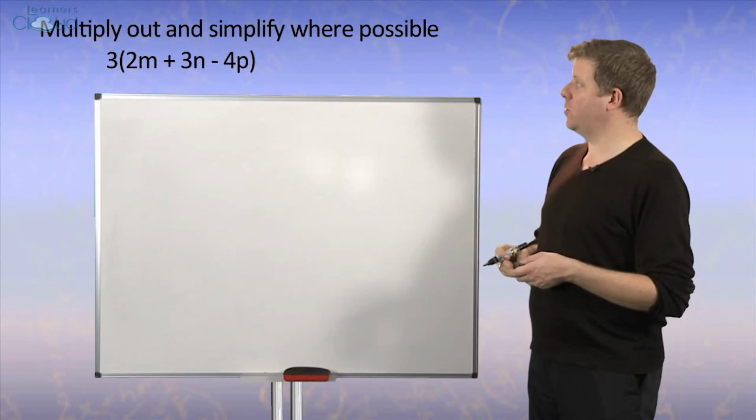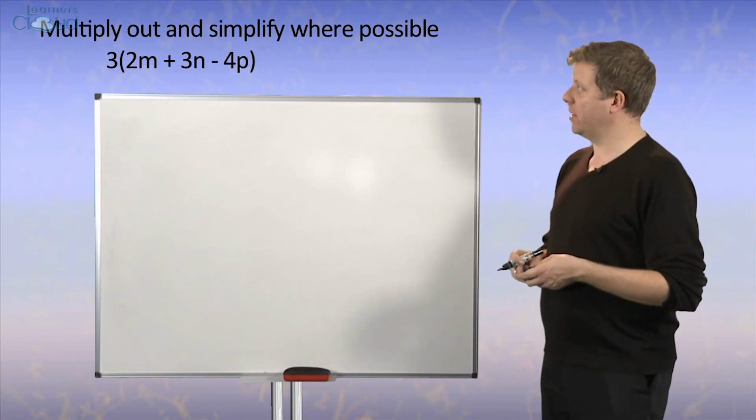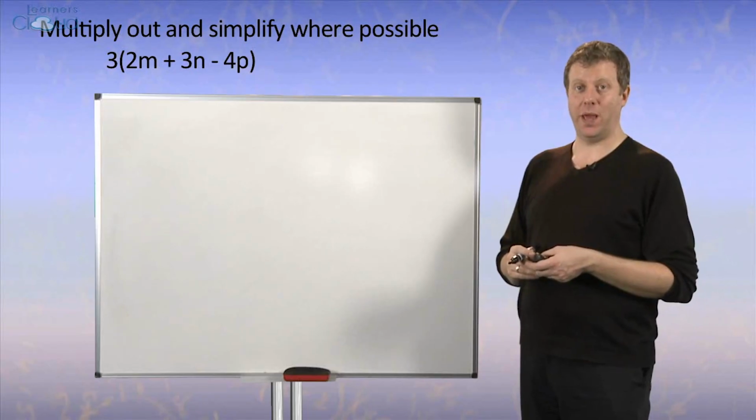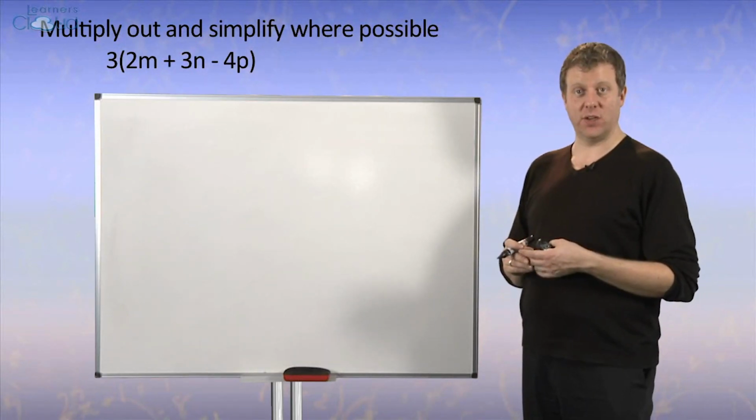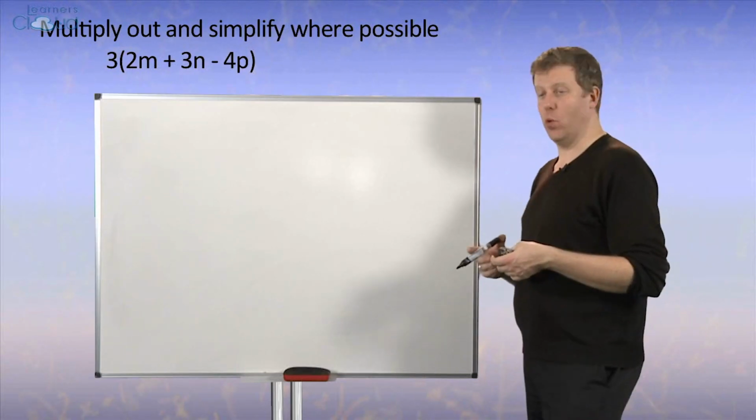Okay, so another example, like the one we've got up here, multiply out and simplify where possible 3 lots of 2m plus 3n minus 4p. So there's actually 3 terms inside this bracket, but it doesn't matter, we still calculate our answer in the same way.